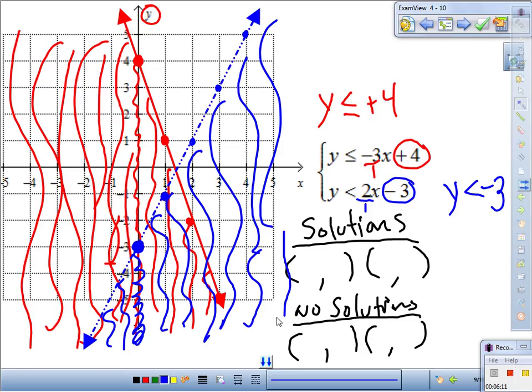Who sees the solution set for that system? You guys see it? Okay, show your neighbor, please, because maybe they don't see it with their graphing. Solution set for that system.